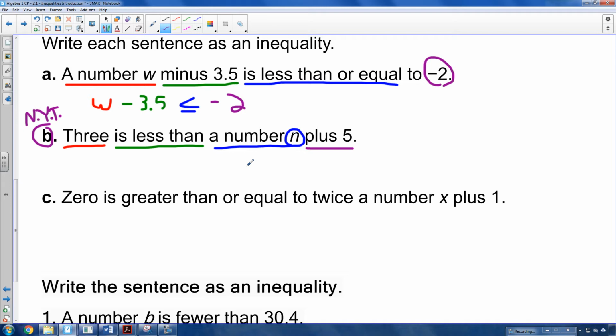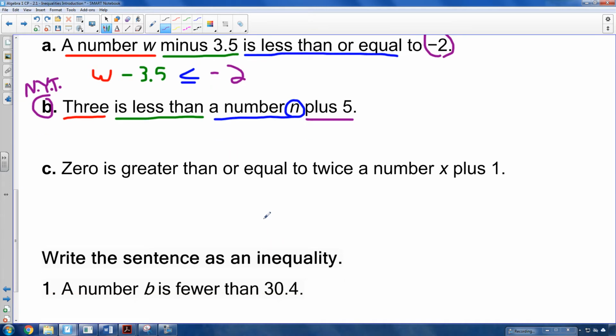If you're feeling good about part B, it might not even be a bad thing to try part C. But these are a little more challenging because people sometimes have trouble getting words into math. And that's what makes word problems so difficult in a lot of ways. So pause the video and give that problem a shot. So this problem right here, 3 is less than a number n plus 5. It's really just going to be pretty straightforward. So it's going to be 3 is less than a number n plus the 5. That's what you wanted. So that's hopefully the answer that you had.